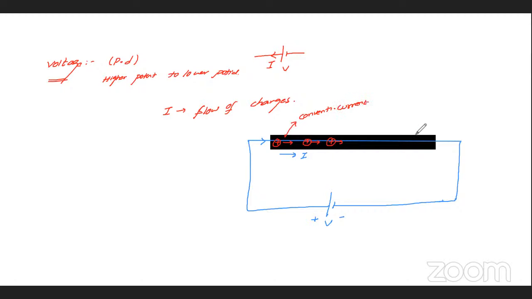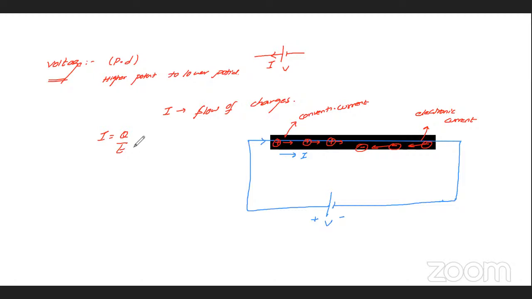The opposite direction is the electrons. Always remember, electrons are traveling opposite to your current direction. These are your electronic current. So positive is your conventional current, negative is your electronic current. Remember it. We know the relation current I is equal to Q by T, that is the flow of charges with respect to time period.